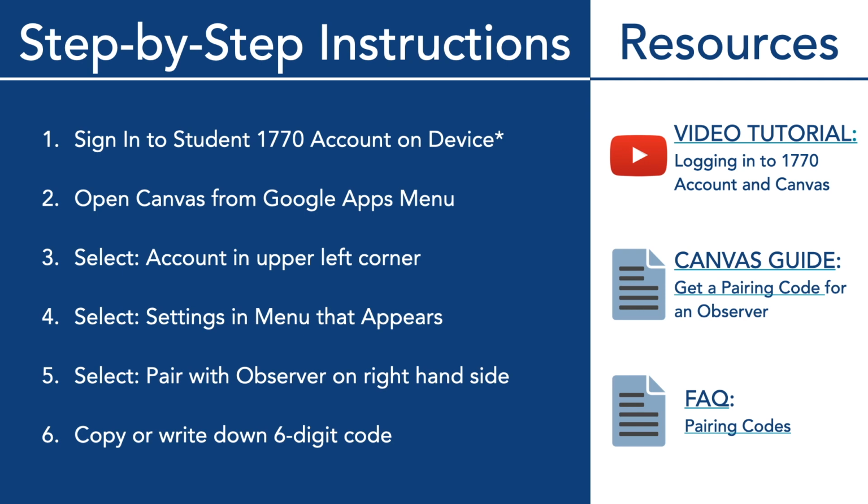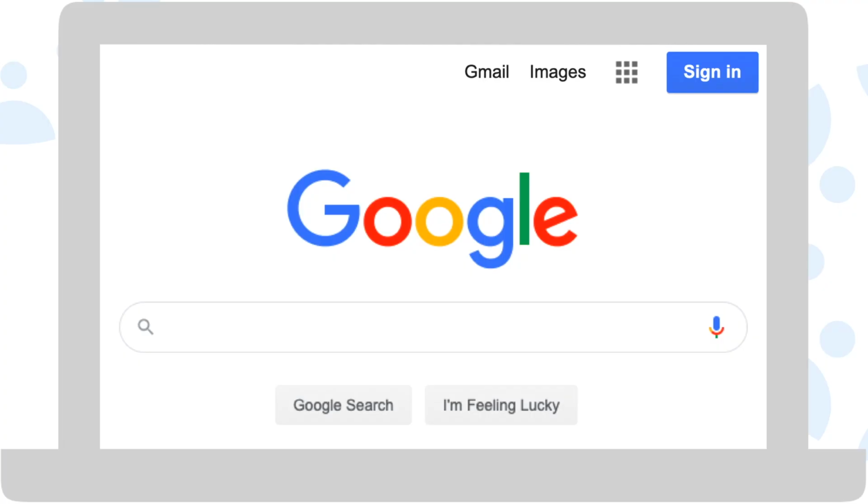Here are the step-by-step instructions for generating a pairing code on a computer, laptop, or Chromebook. The resources on the right side of the screen are hyperlinked for your convenience. Simply click on an image or the text to access additional help resources. Please keep in mind that the pairing code is generated from the student account. So to get this code, you or your student will open up Google Chrome and navigate to www.google.com. Click on the Sign In button in the upper right corner.